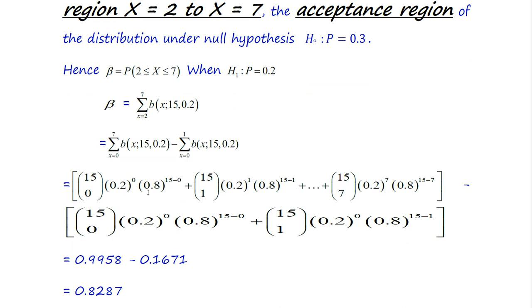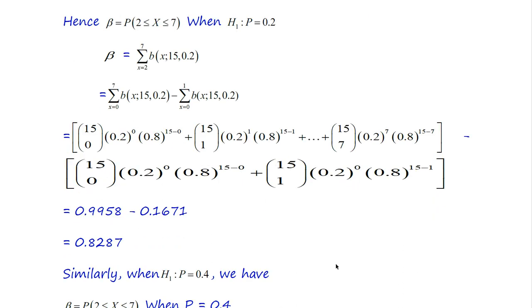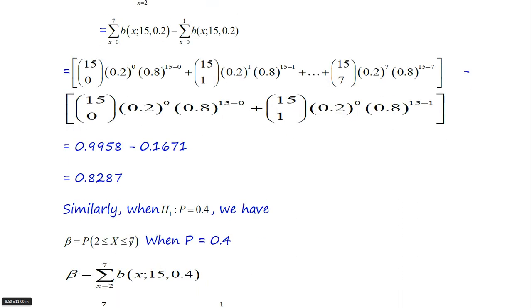So here, as you know, 15C0, our p is here 0.2, 0.2 to the power 0, q is 1 minus 0.2, 0.8, 15 minus 0, and so on. Follow the similar procedure. 15C7, 0.2 to the power 7, 0.8 to the power 15 minus 7, minus this for 0 and 1. These are the values: 0.9958 minus 0.1671. So this is the answer, 0.8287.